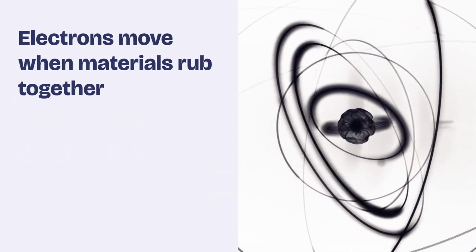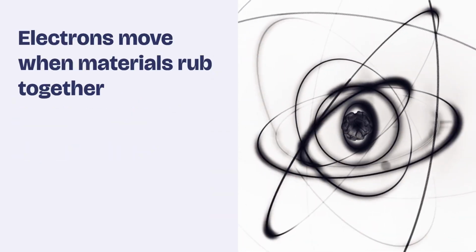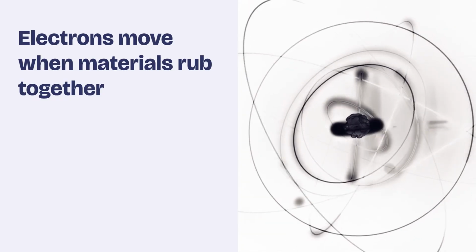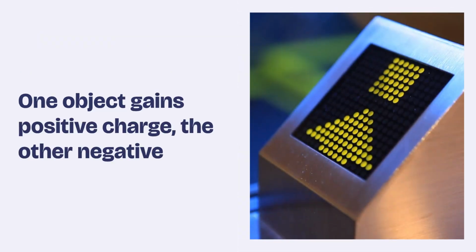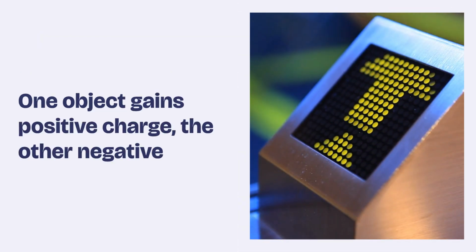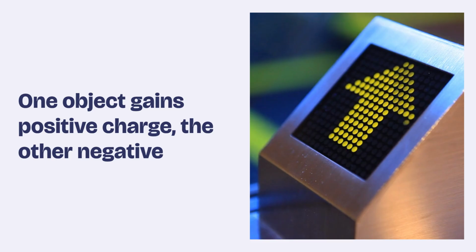It happens when certain materials rub together, causing electrons, tiny particles with negative charges, to move from one object to another. This movement leaves one object positively charged and the other negatively charged.